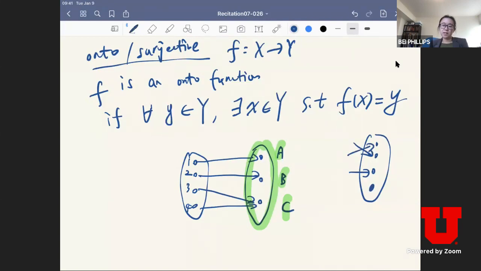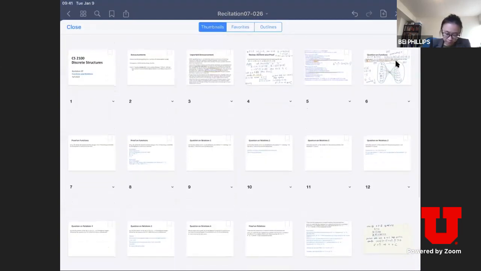Where this particular element has nothing mapped to it. So this is definitely not an onto function. It doesn't matter how it looks on the left, but if you look at the codomain, remember for all elements in the codomain, there is something that maps to it. So there has to be an arrow that points to it. But in this case, there's no such arrow. So this function is not onto. This one is onto. Okay, so now let's go back to the problem I want you to prove.